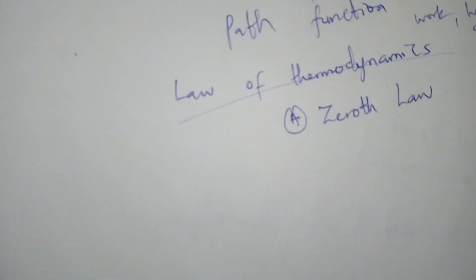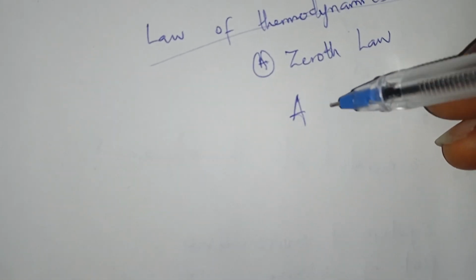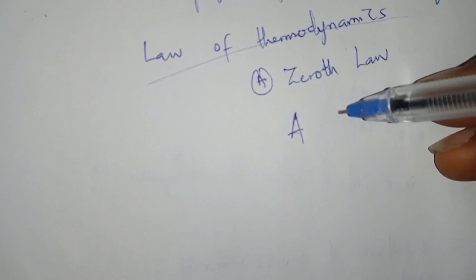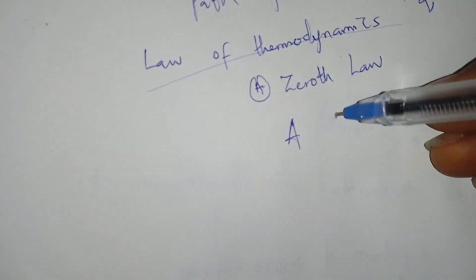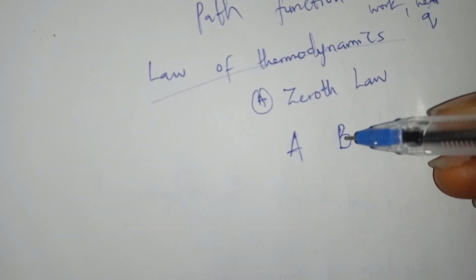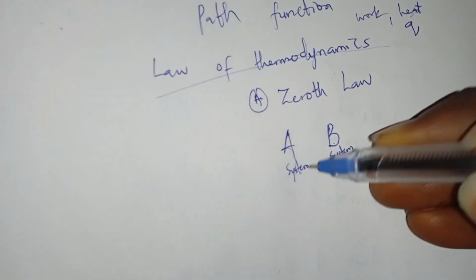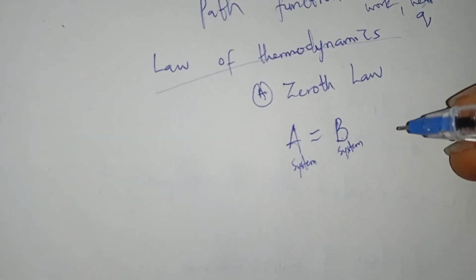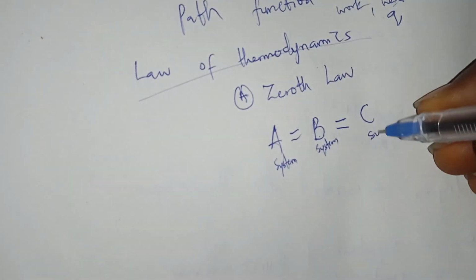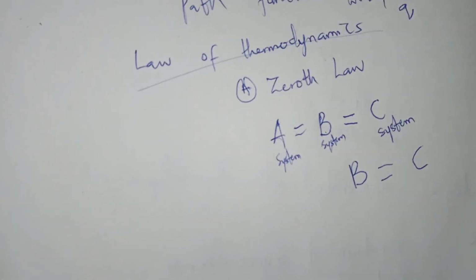In stating this law, the zeroth law of thermodynamics states that a system A that is in thermal equilibrium with a system B is also in thermal equilibrium with system C, provided that B is in equilibrium with C.